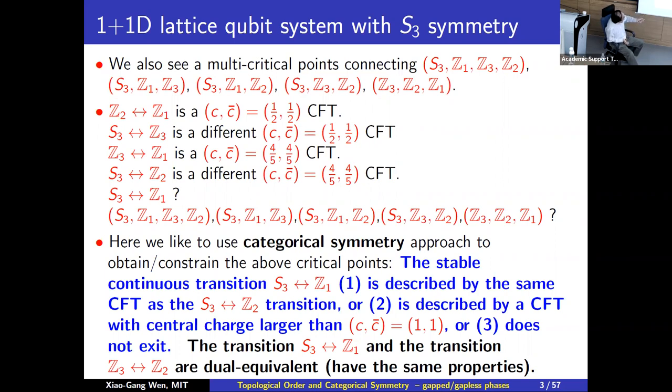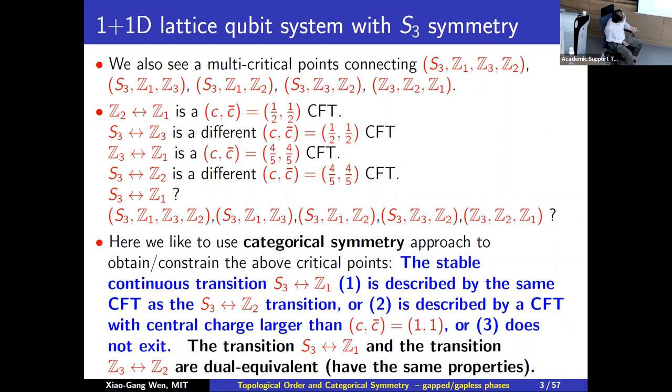Because those 4 situations are so well studied, I would say this one must be known. But unfortunately, I don't know. I tried looking for literature. If someone knows the literature, I really wish to know whether someone studied this S3 to Z1 transition, or whether there's some result or some theory, some thought about that.